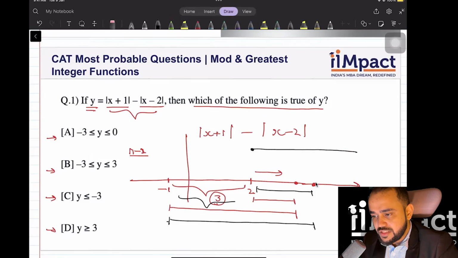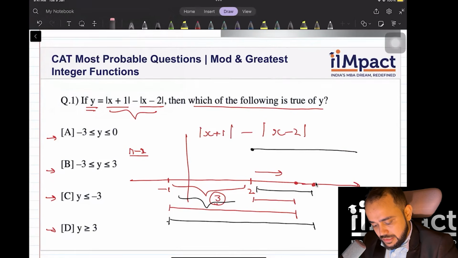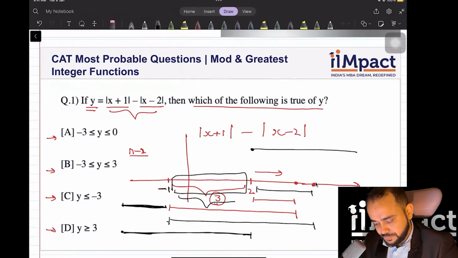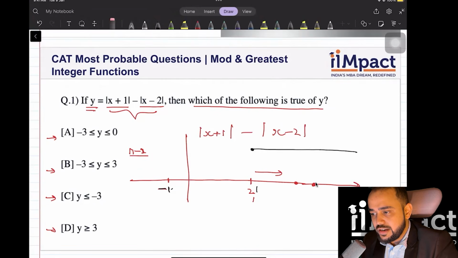Same argument on the left side of minus 1 will reverse this argument. Basically, you have the distance from minus 1 and the distance from 2. The difference will be 3, but it will be negative because the distance from minus 1 will be smaller. So this minus this will give you this length, which is minus 3. If I remove all of these things, you are essentially looking at this as your graph. Towards the left of minus 1, you are at a value of minus 3. Towards the right of 2, you are at a value of 3.